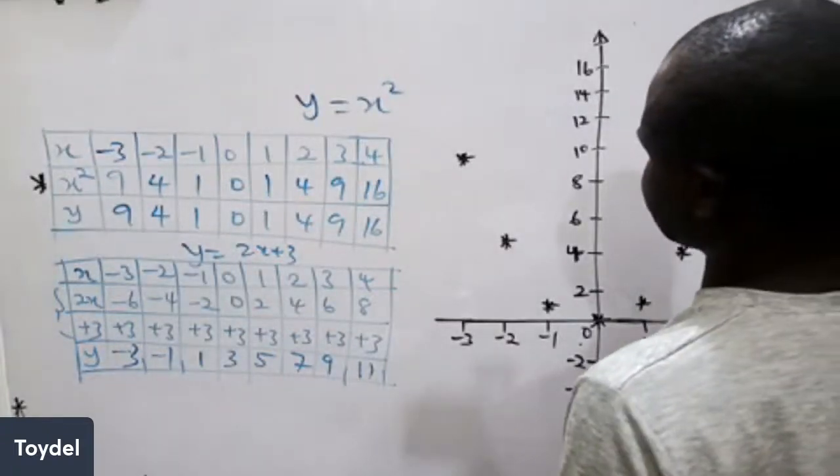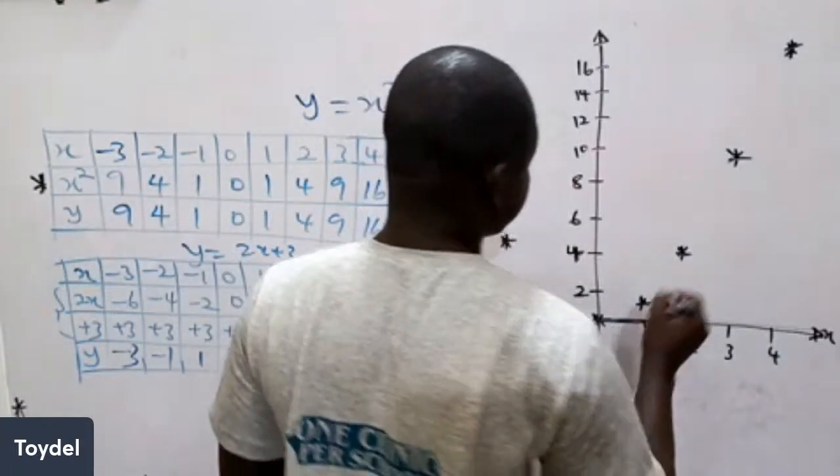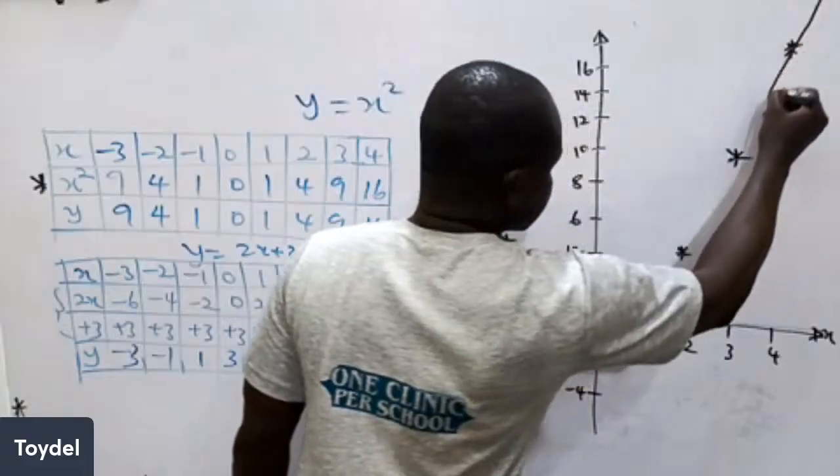So this is the quadratic graph. So I can join the points. I'll just join.